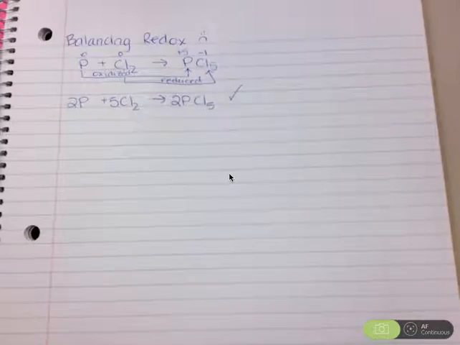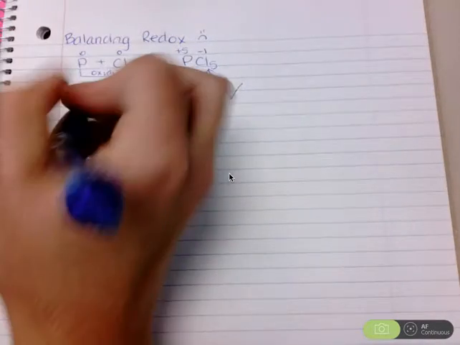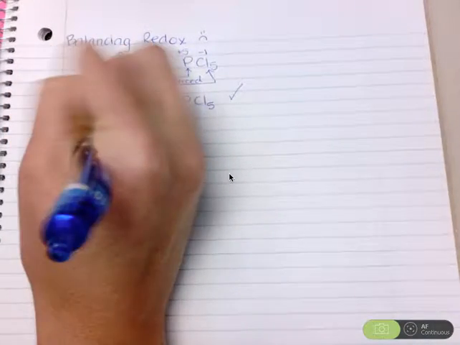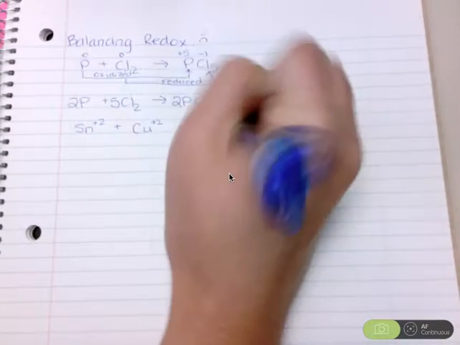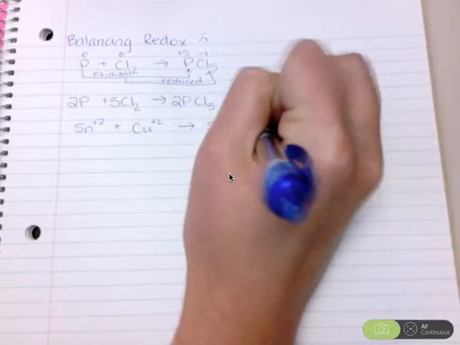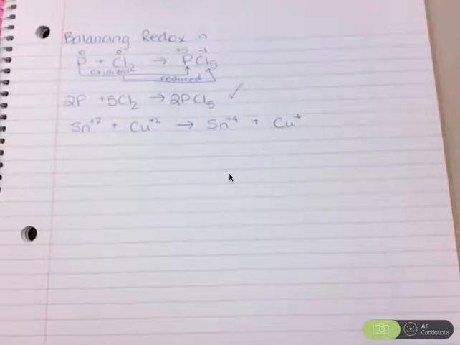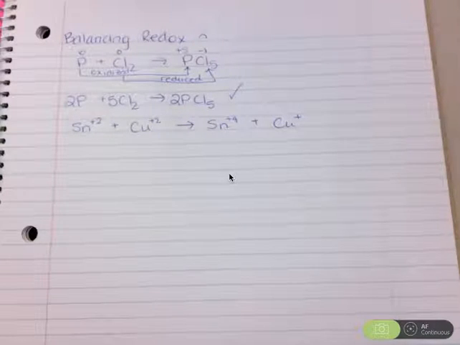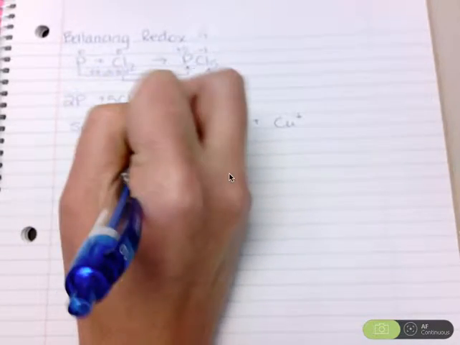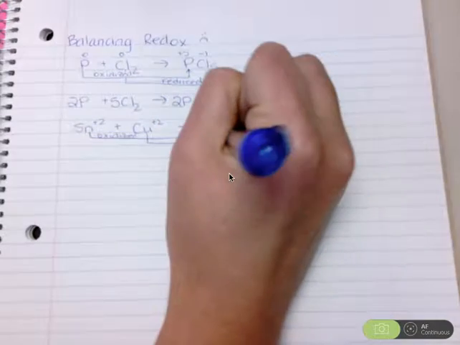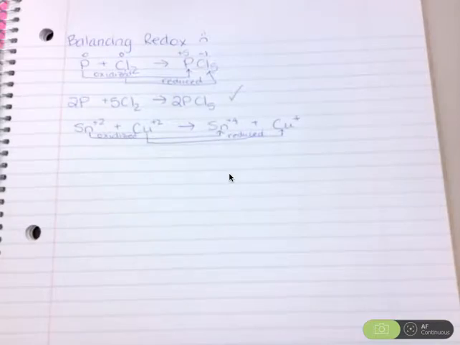Happy face. Our next one says Sn2+ plus Cu2+ change into Sn4+ and Cu+. So in this example, we're going to have 2 half reactions, one oxidation, one reduction. So we know that Sn is going from a +2 to a +4, so it's being oxidized. It's getting more positive. And Cu +2 down to a +1, that makes copper the one being reduced.